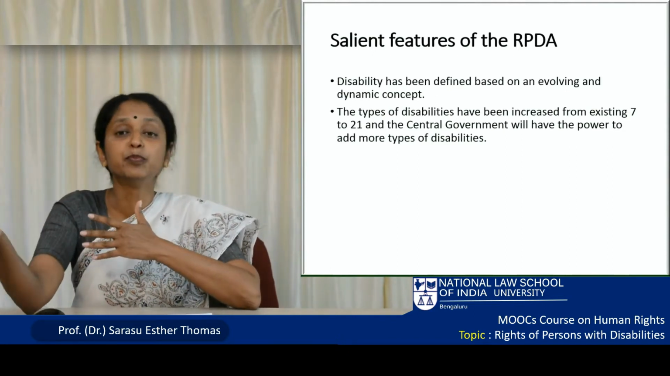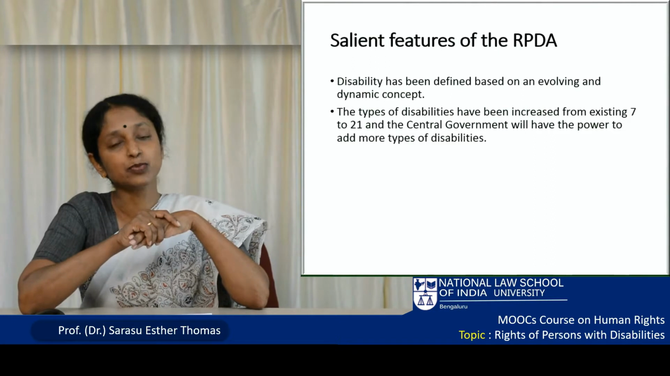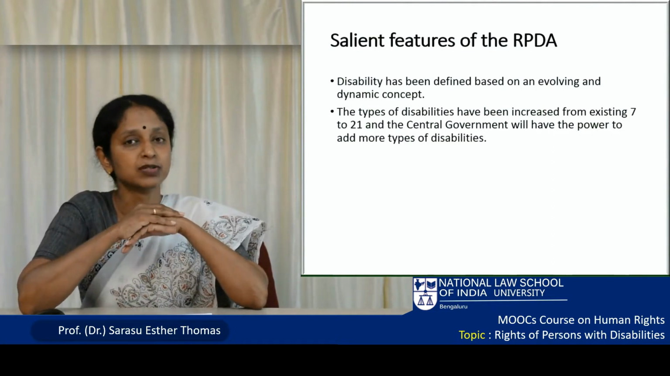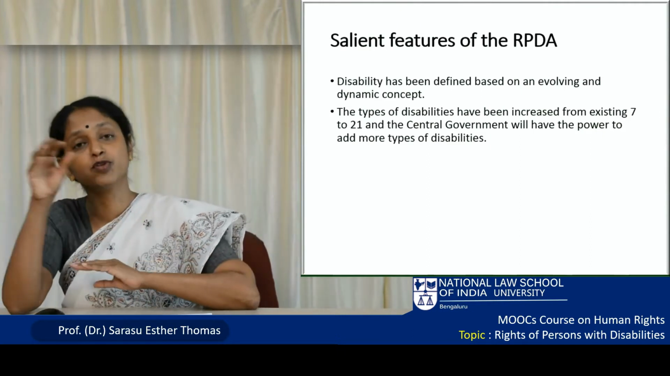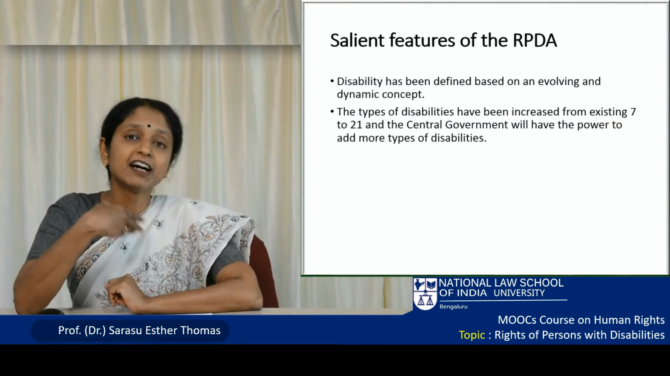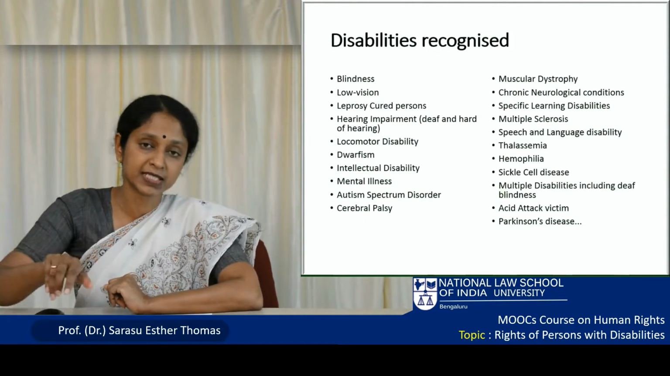Improvements can be made, more people can be brought into this system. And we see that while the earlier Act recognized about 7 different types of disabilities, it has gone up to about 21. And the central government has the right to add more disabilities to this list.